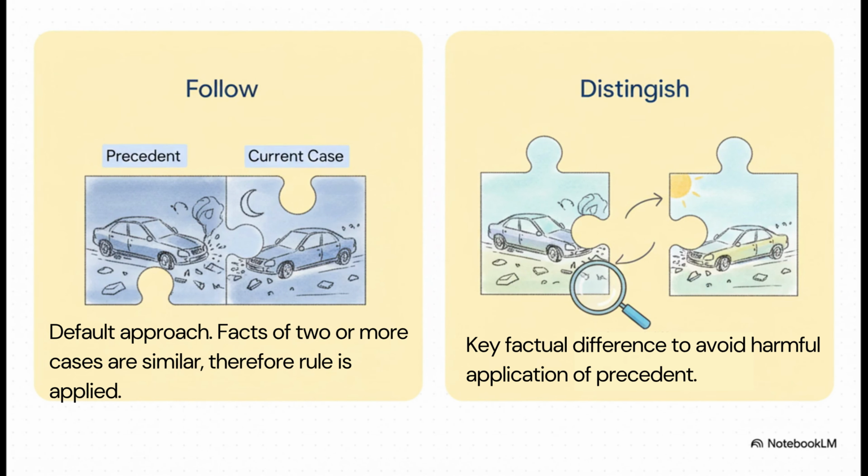Now for the two most common tools in the box. Following is the default setting. The facts of the case in front of the judge are similar enough to the precedent, so they just apply the same rule. Simple. But distinguishing, this is where the real art of lawyering comes in. Your job as a solicitor will often be to convince a judge that a binding precedent that hurts your client shouldn't apply.